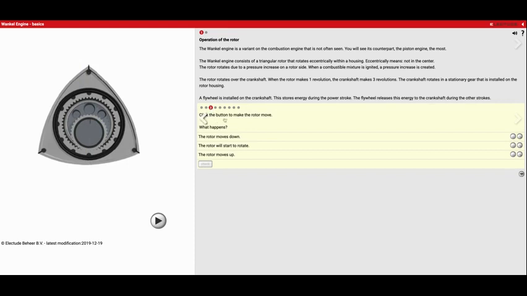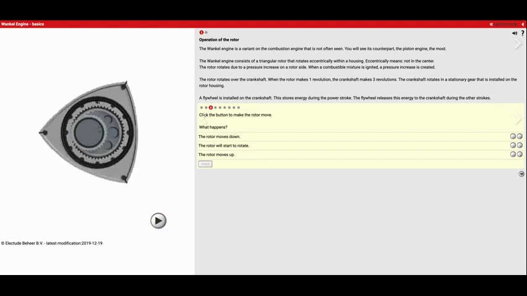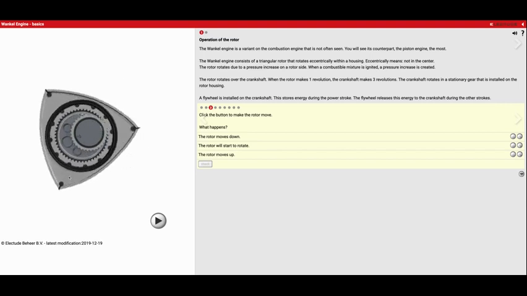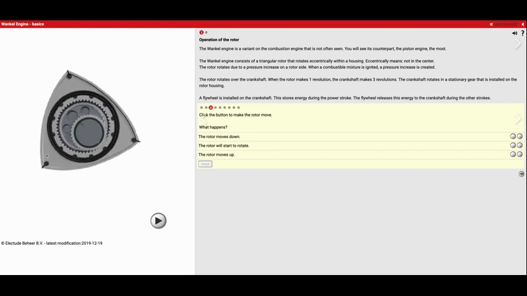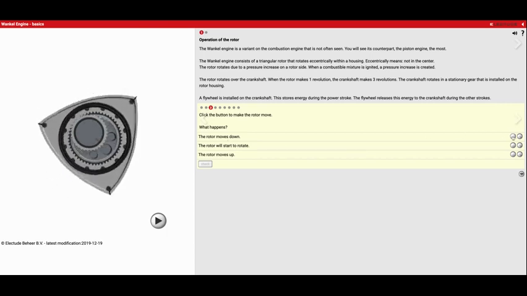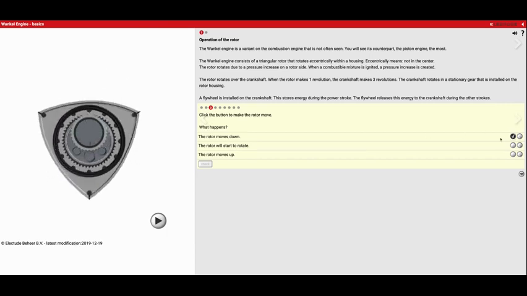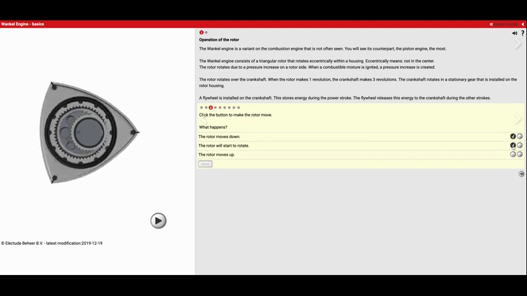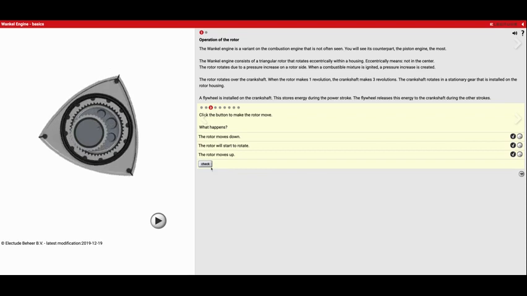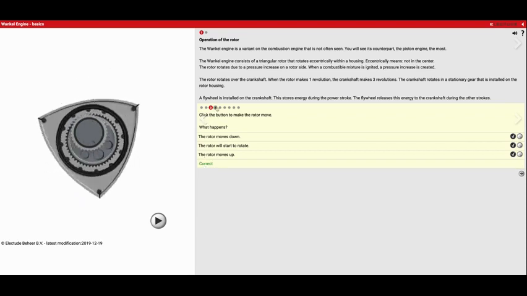Now it wants us to click the button to make the rotor move. As we hit play, you're going to see the center part doesn't move, but my triangular shaped piece moves in that eccentric shape, and that's what's going to allow us to get the 4 phases of our 4-stroke engine. So the rotor does move up and down. The rotor will start to rotate, and the rotor moves up. Go to the next one.